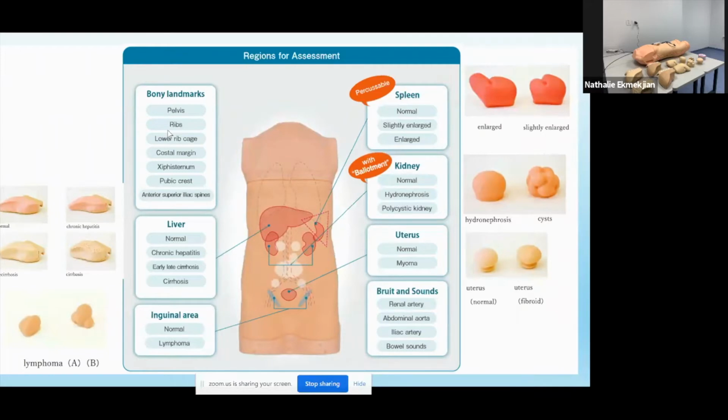For the inguinal area, we have the normal and lymphoma. For the spleen, we have the normal, slightly enlarged and enlarged. For the kidney, normal, hydronephrosis, and polycystic kidneys. So those are the interchangeable organs. For the uterus, we have the normal and myoma. And so those are the liver, inguinal area, spleen, kidney, uterus for palpation. And for auscultation, the breath sounds are the renal artery, abdominal, which is the bowel, iliac artery, and the bowel sounds.